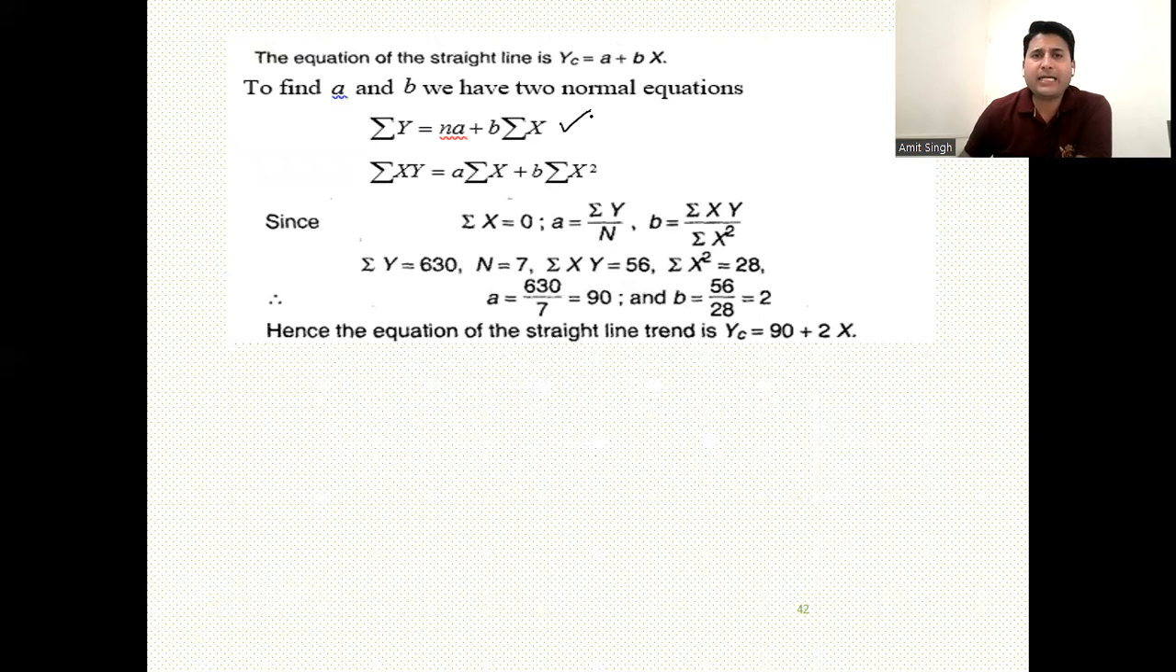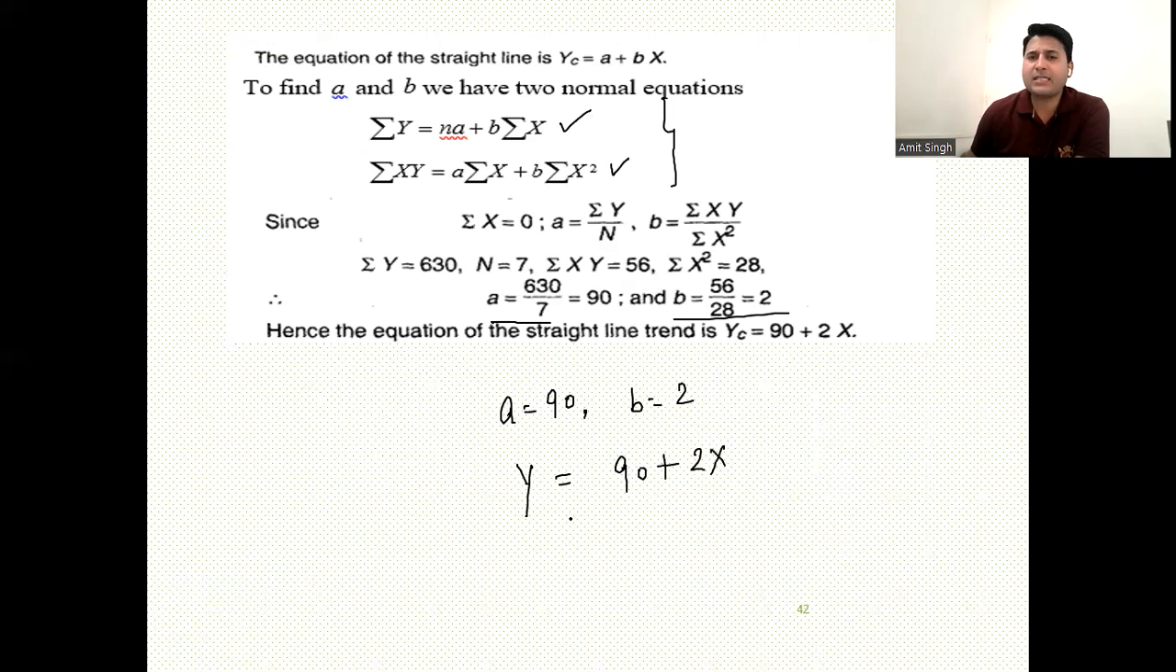So all the required data is obtained, whatever was needed in the question. Now all the data will be fitted in both the normal equations, and we are supposed to solve those two equations to get the values of a and b. So a comes as 90 and b comes as 2. So what will be your trend line? Y equals a plus bx, or yc as they are using for the calculated value. So this is your trend line.